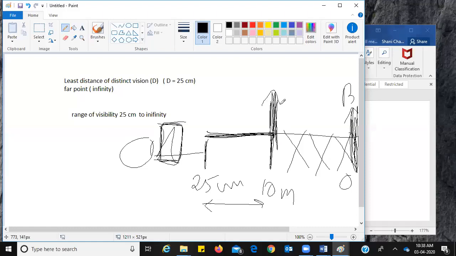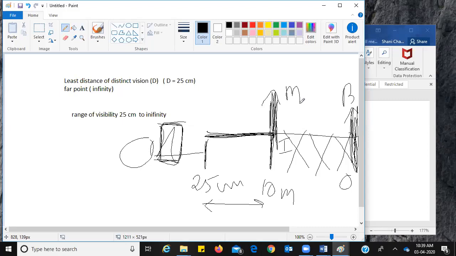Then I can see because it's within my range. If you bring the object closer and closer, automatically the image will come less than 10 meter, 9 meter, and it will come within the 25 centimeter range. This is the role of an optical instrument actually.